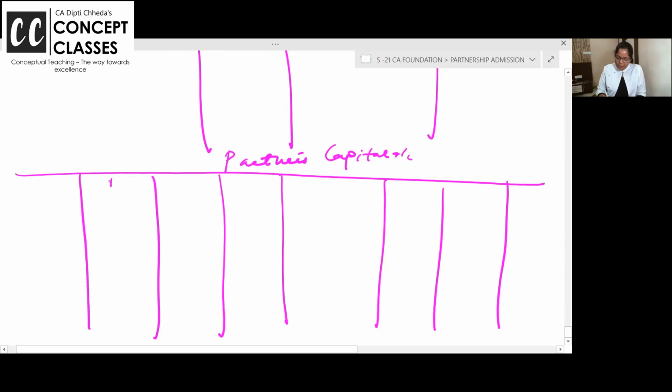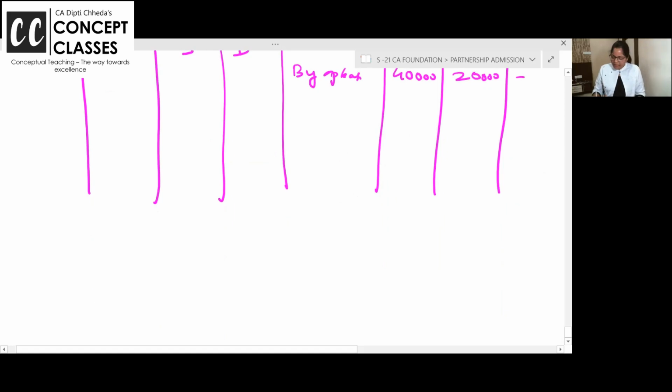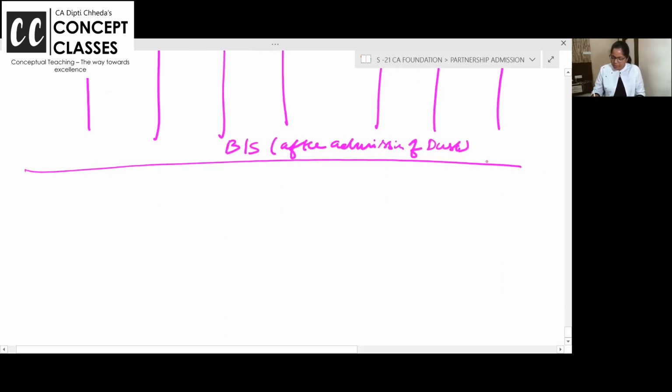What are the names of the partners? Rain, Storm, Dust. Right now we can only write the opening balance. Rain 40,000, Storm 20,000 or Dust. No reserves are there. Then they have asked you to prepare the balance sheet after admission of Dust.